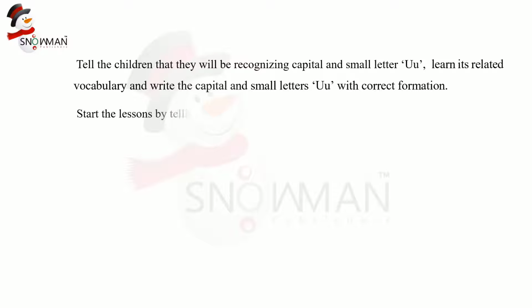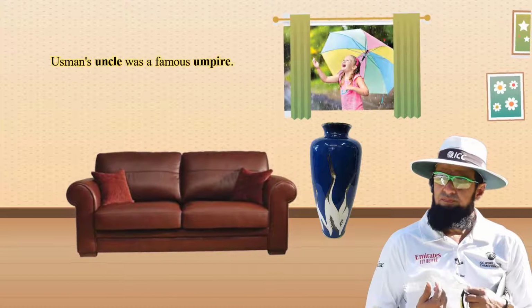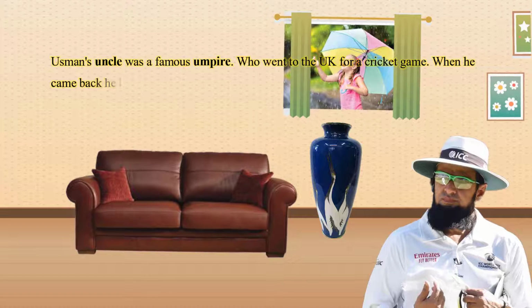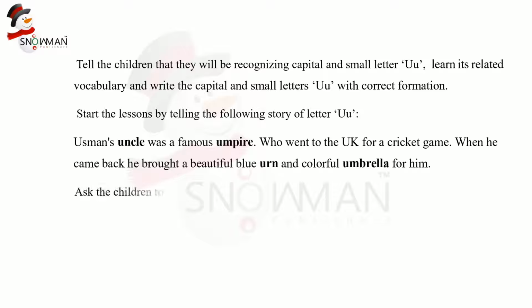Start the lesson by telling the following story of letter U. Usman's uncle was a famous umpire who went to the UK for a cricket game. When he came back, he brought a beautiful blue urn and a colorful umbrella for him. Ask the children to tell the words that start with the letter U.